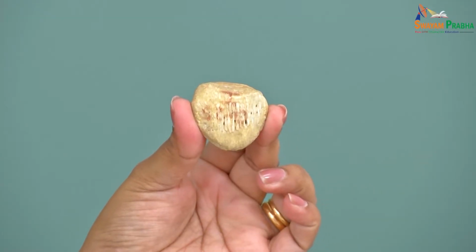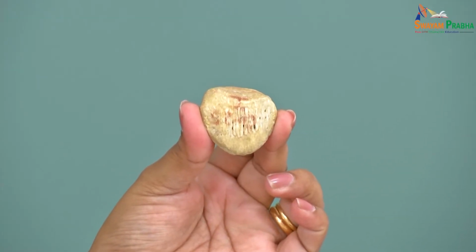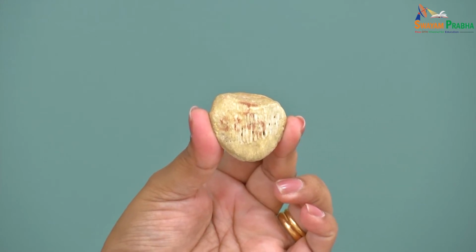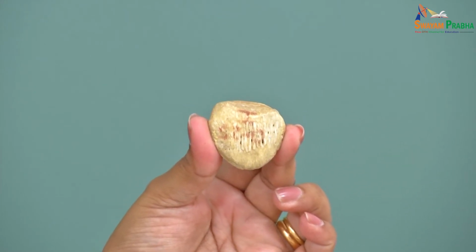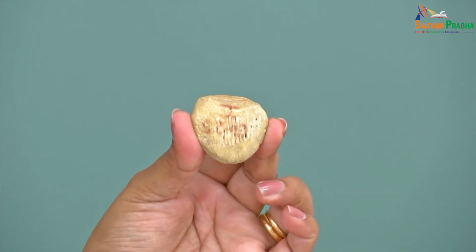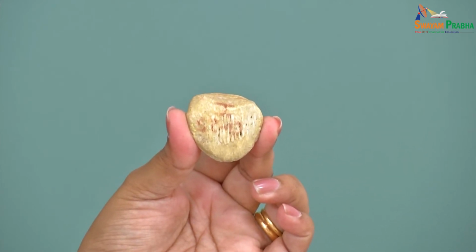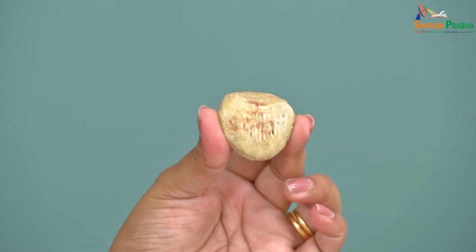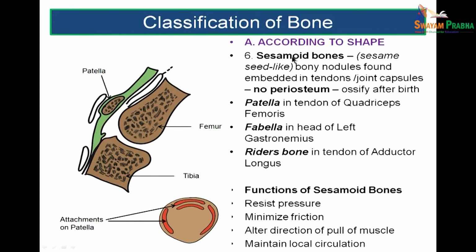This is a sesamoid bone, the example being the patella, also called the kneecap, lying in the tendon of quadriceps femoris anterior to the knee joint. It's a bone that develops inside a tendon, has no periosteum. Sesamoid bones, like the patella, are called so because they resemble sesame seeds. They are found in tendons or in joint capsules. They have no periosteum.